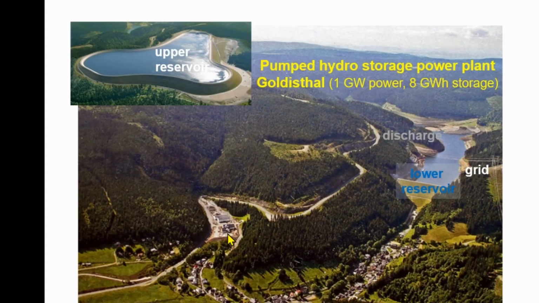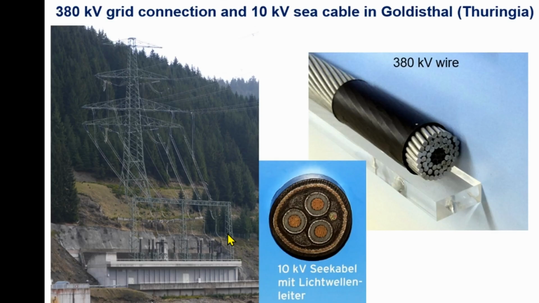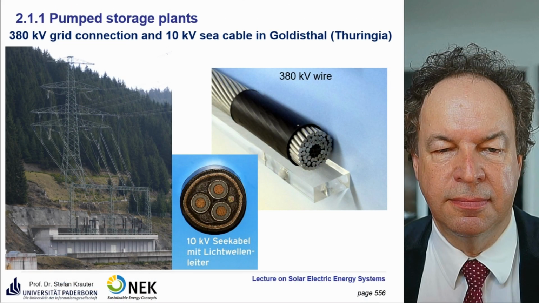Here the grid is directly connected to the high voltage transmission wires. In Germany, the voltage is 380,000 volts. There's also some lower mid voltage, 10 kilovolts, to supply energy to the city of Goldisthal.